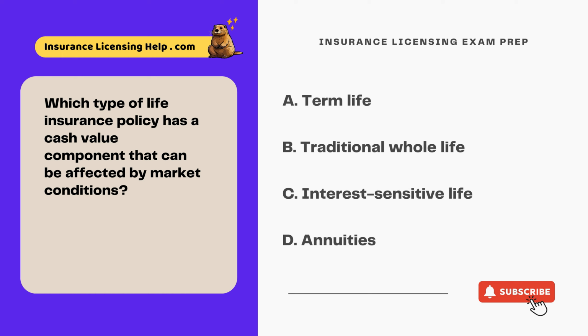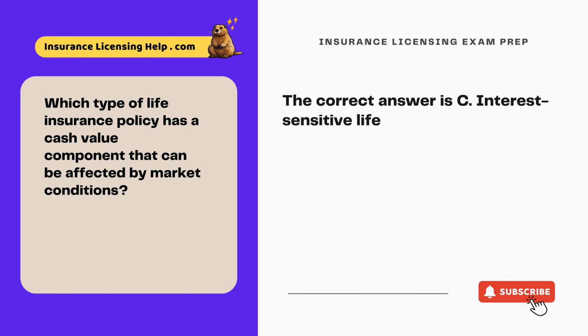A. Term life. B. Traditional whole life. C. Interest-sensitive life. D. Annuities. The correct answer is C.